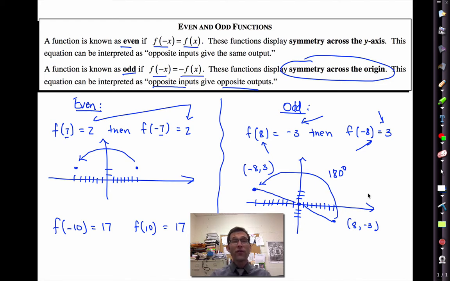So not all functions are even, not all functions are odd. There's a lot of functions that are neither. But certain functions can be classified as one of these two, and we're now going to get into some problems that look at that. Anyway, I'm going to clear out the text, so pause the video if you need to.